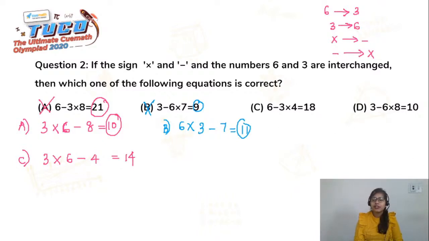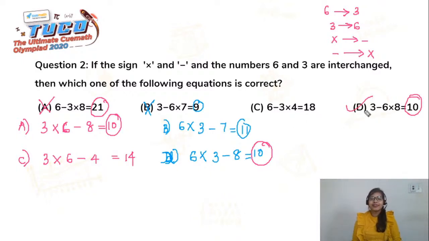So it's very obvious it's going to be option D, but let's quickly check option D. For option D, we have 3 minus 6 times 8. So minus is replaced with times, 6 with 3, times with minus 8. So this would give me 6 times 3, 18 minus 8, which is 10. And yes, option D is the right answer, as the answers are matching up even after the interchange has happened. Therefore, option D is the correct answer.